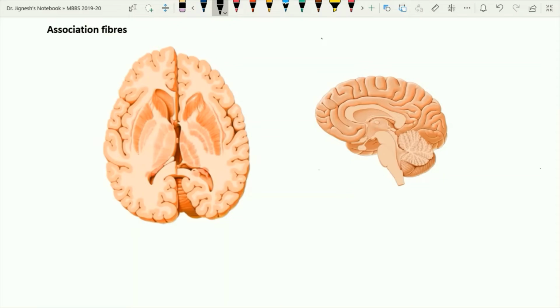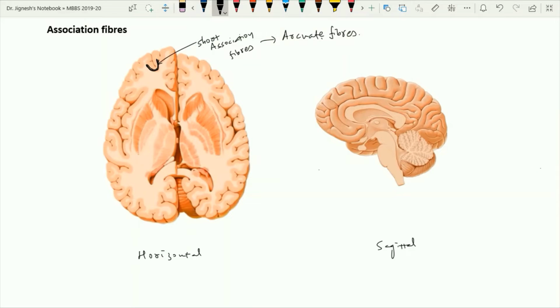Now let's see the association fibers in a little bit more detail. This is the horizontal section as well as the sagittal section of the brain. The association fibers may be of two types depending upon the size of these fibers. Some fibers hook around a single sulcus, and they wrap and connect the adjacent gyri, and this type of association fiber is the short association fiber. The short association fibers look U-shaped, and that's why they are called the arcuate fibers.